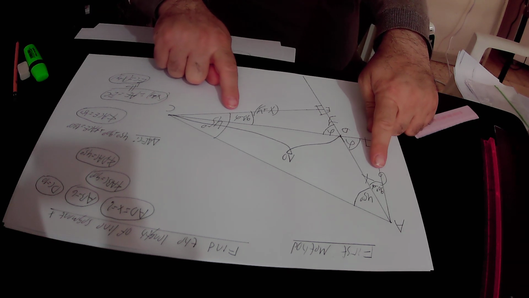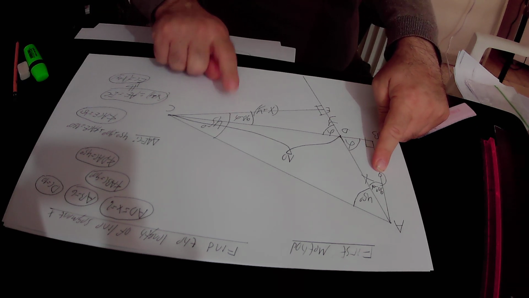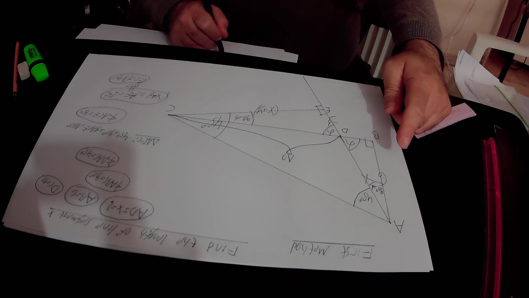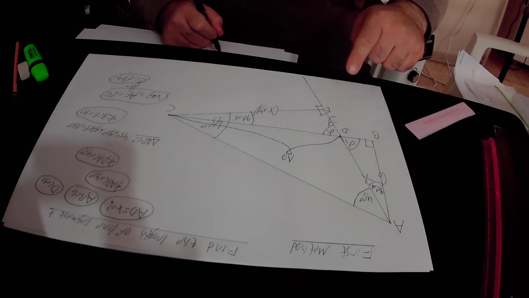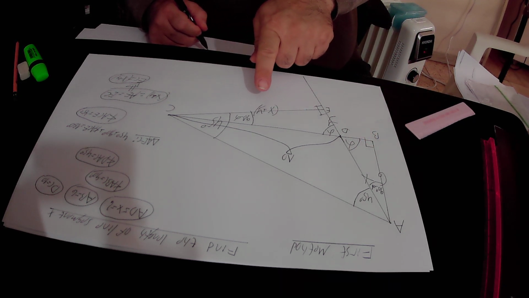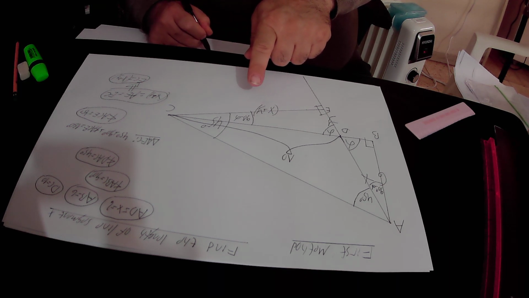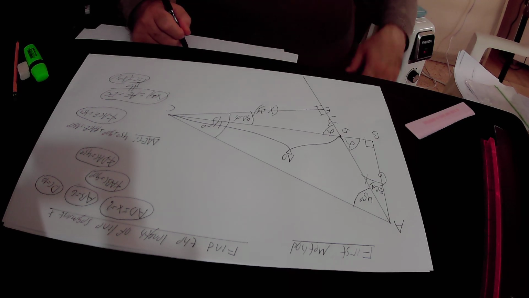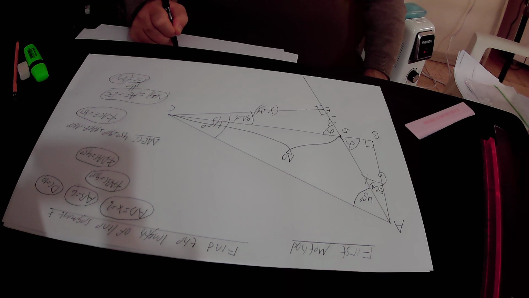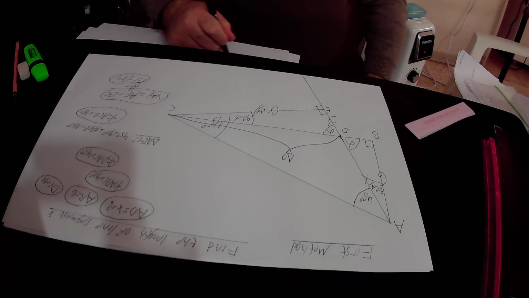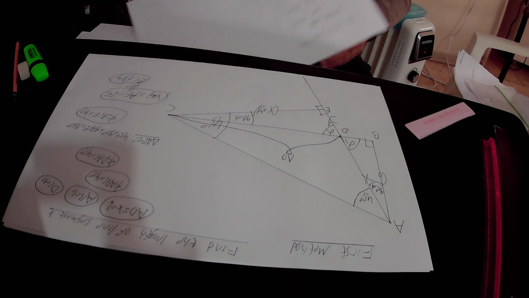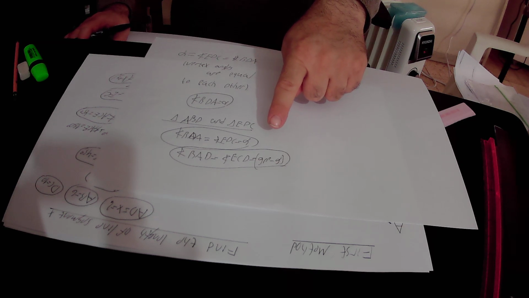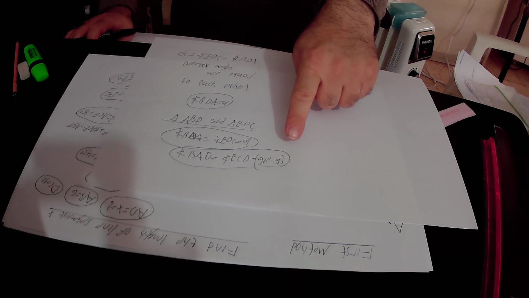Those two angles are also equal to each other, so angle BAD in this right triangle is equal to angle ECD in this right triangle, and both angles are equal to 90 degrees minus alpha. I'll repeat again, angle BAD is equal to angle ECD and both angles are equal to 90 degrees minus alpha.